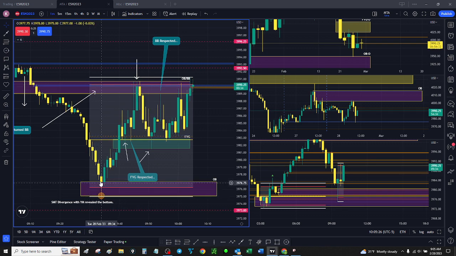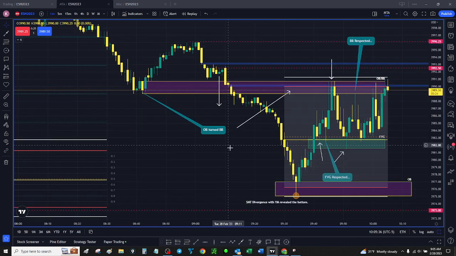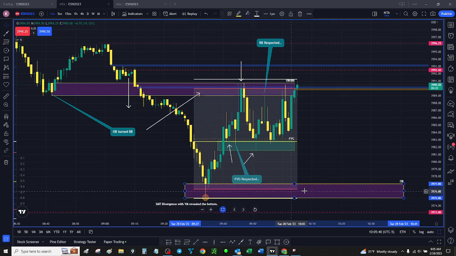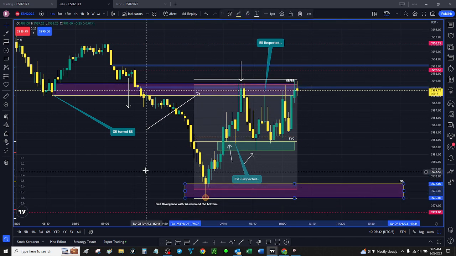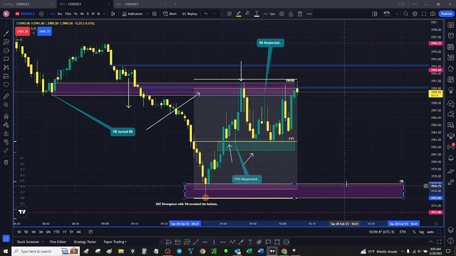Another order block is created. This is the last down candle before the energetic move up. So this will be an order block I'll look for later. I'll extend this way out in time because eventually price is going to come back down here, and this is going to be a great order block to look for.